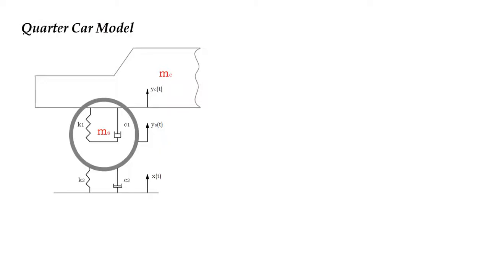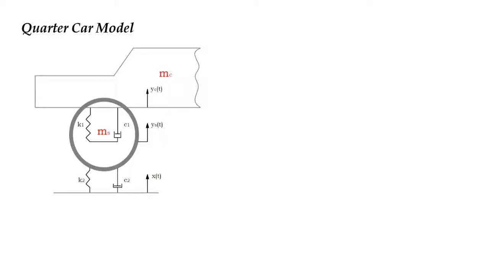It assumes that we have 4 corners of a car and we are modeling only one corner. As you can see in this picture, we have here the chassis with MC. This chassis has a motion of yc of t. The chassis is connected to the wheel via the suspension system, and the spring with a stiffness equal to K1, damper with damping coefficient equal to C1. The suspension system has mass ms.